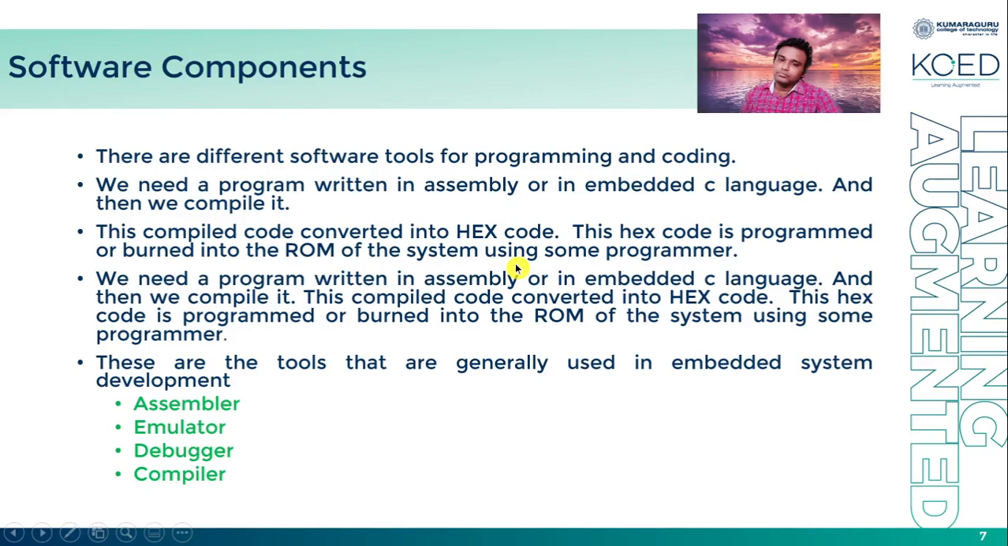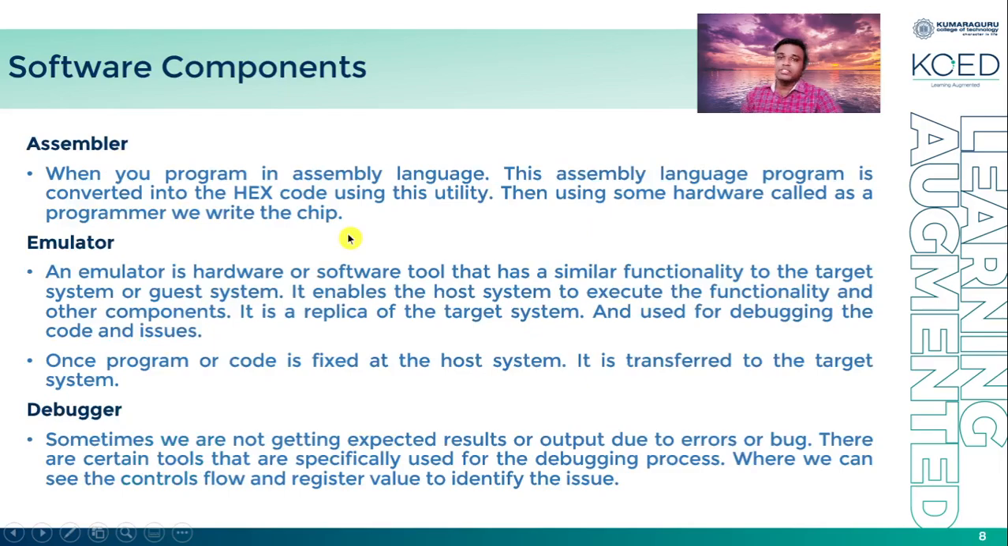There are tools generally used in embedded systems: assembler, emulator, debugger, and compiler. These are the four different tools that we'll be using in designing embedded systems. Let us start with the assembler. When a program is written in assembly language, it is converted into hex code using this utility. Then using hardware called a programmer, we can write into the chip. The assembler is the last step where the program is converted into machine language format, and then it is burnt into the controller.